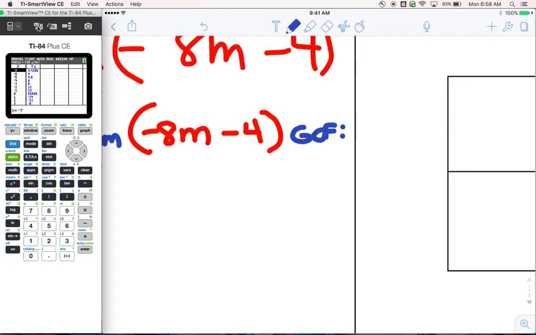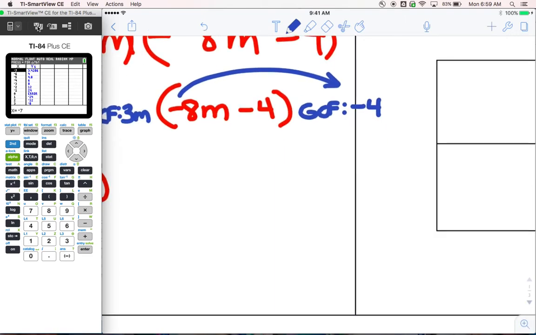Negative. Okay, don't forget, if this term is negative, my GCF has to be negative. Let's see, 8 and 4 can both be divided by 4. So negative 4 is my GCF. Okay, and that number goes in front of parentheses. And I can figure out what is left over.